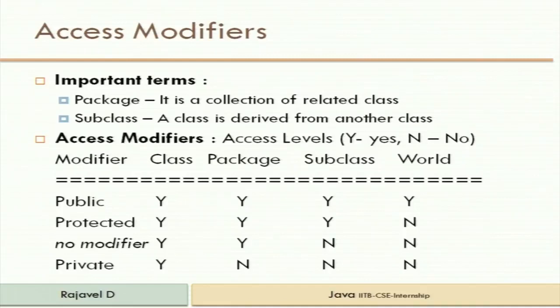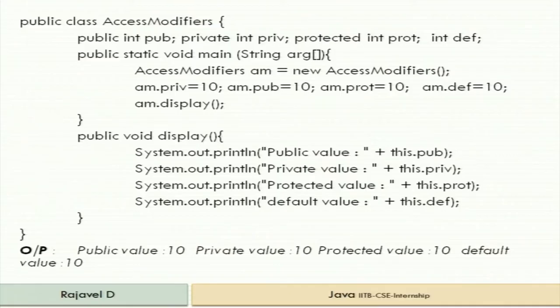Static, it runs on its own. You don't have to call it. Void main: void means there is no return type, and main is the main function. This is an example of an access modifier class. It shows what values will be fetched when you call each and every modifier. You can try it out later.